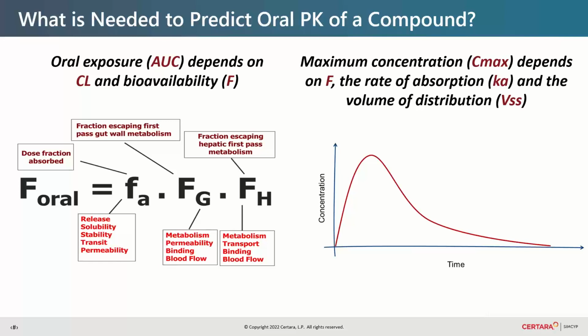And if we're thinking about the maximum concentration, that will depend not only on the bioavailability of the compound, but also on the rate of absorption and the volume of distribution. And again, I'll show you how we can predict the rate of absorption and volume of distribution within the Simcyp Discovery tool.